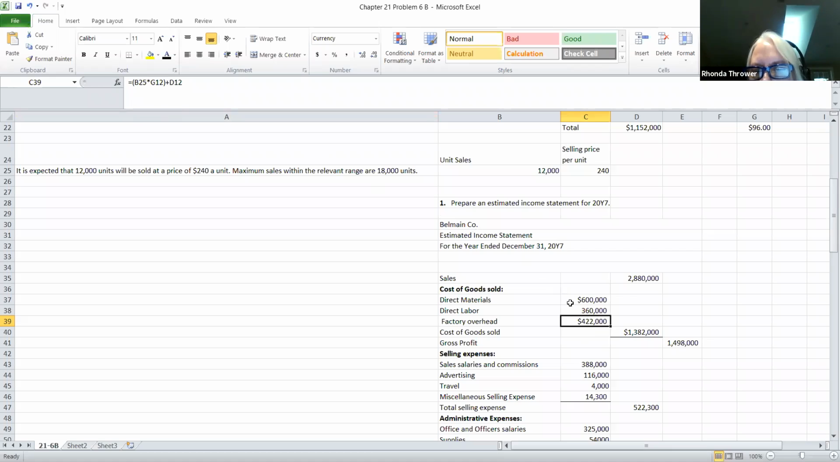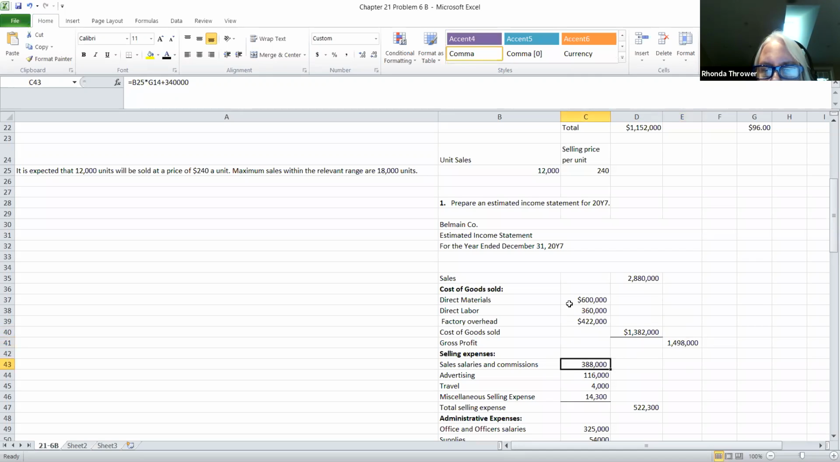Once you determine each individual part of the cost of goods sold, you're going to combine them all together and total them to find the cost of goods sold. And then we subtract the cost of goods sold from the sales, and that will give us our gross profit. The selling expenses are going to be done the same way that we did the production cost.